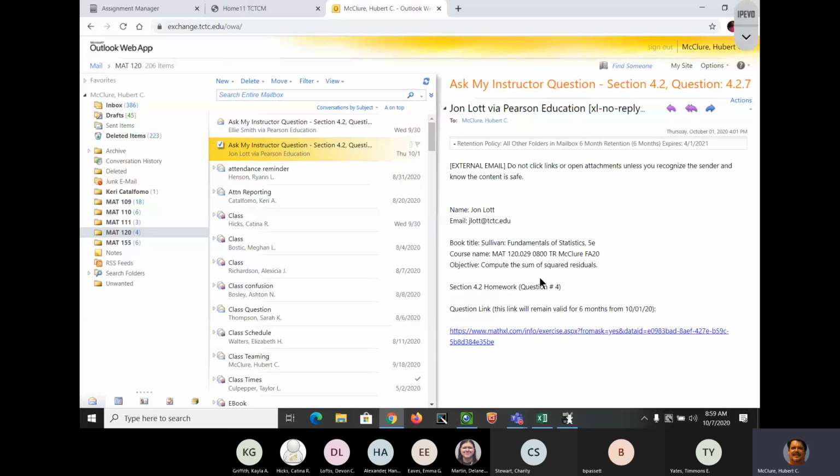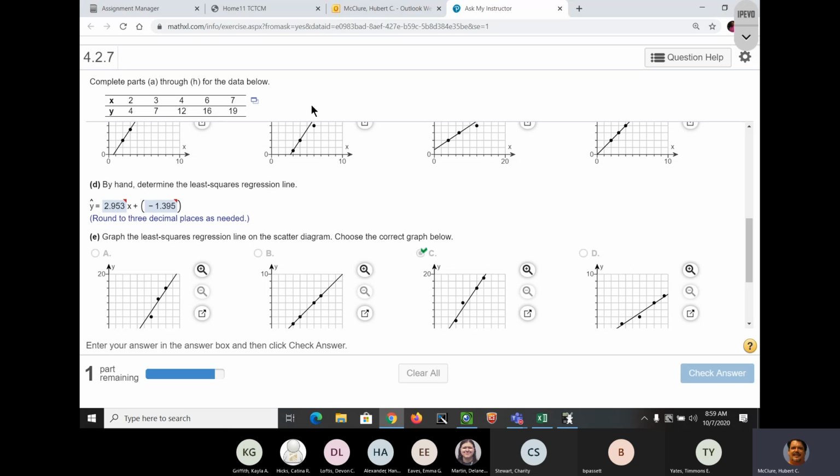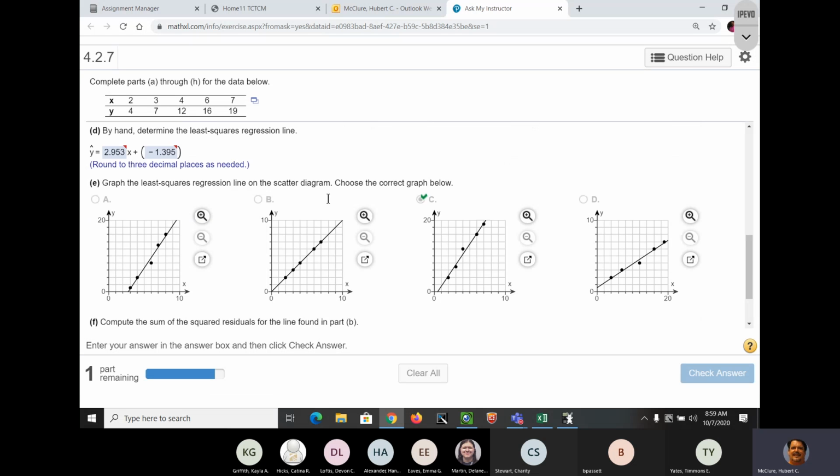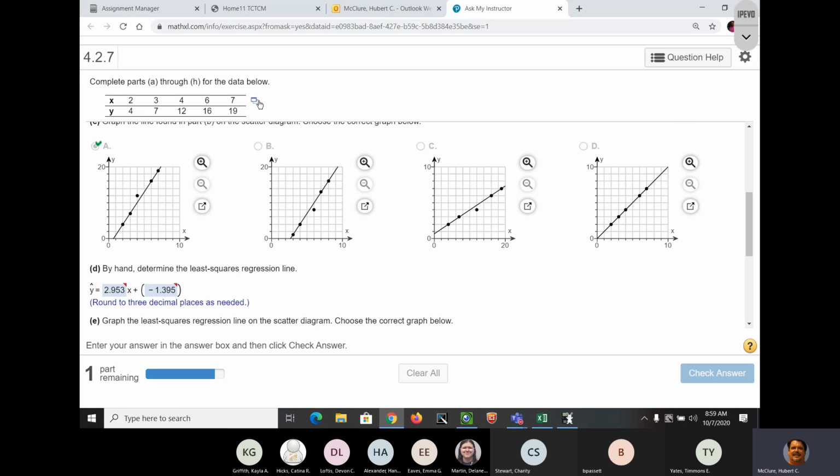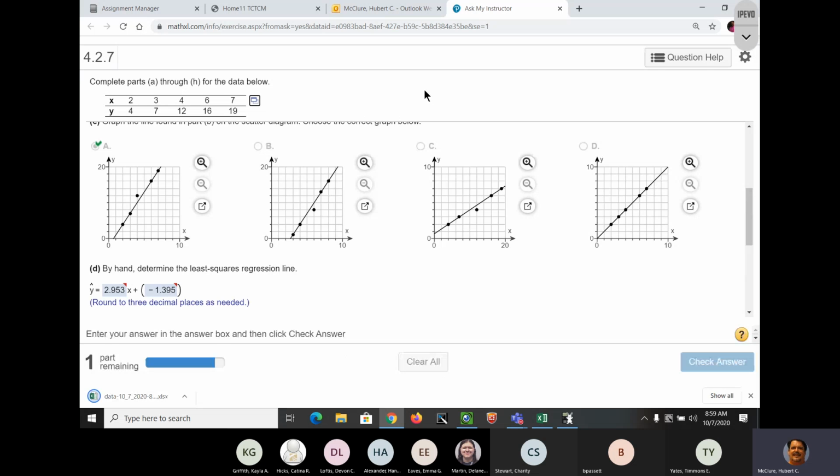4.2, number 4. Number 7, number 4. And I'm just going to do this right. I'm not going to do the residuals. I don't have time for that right now. You're going to have to actually go back to the videos where I did the residuals because I don't have time to do all of it.